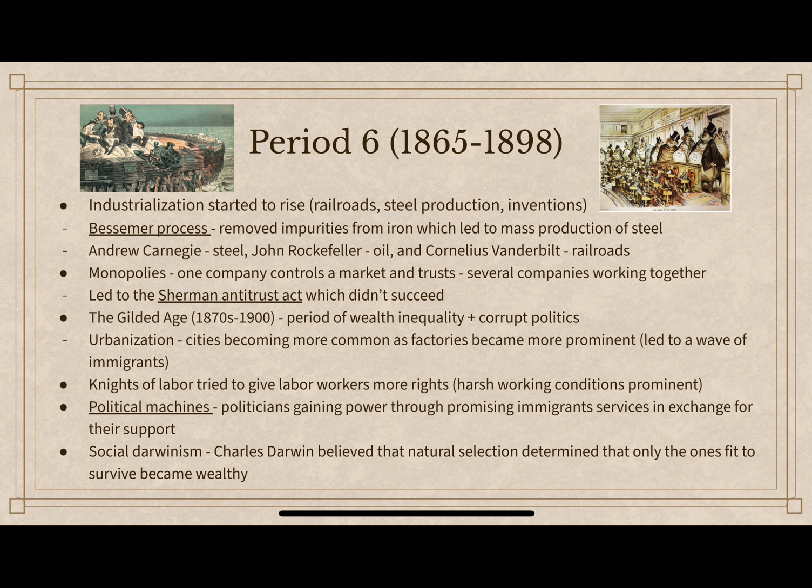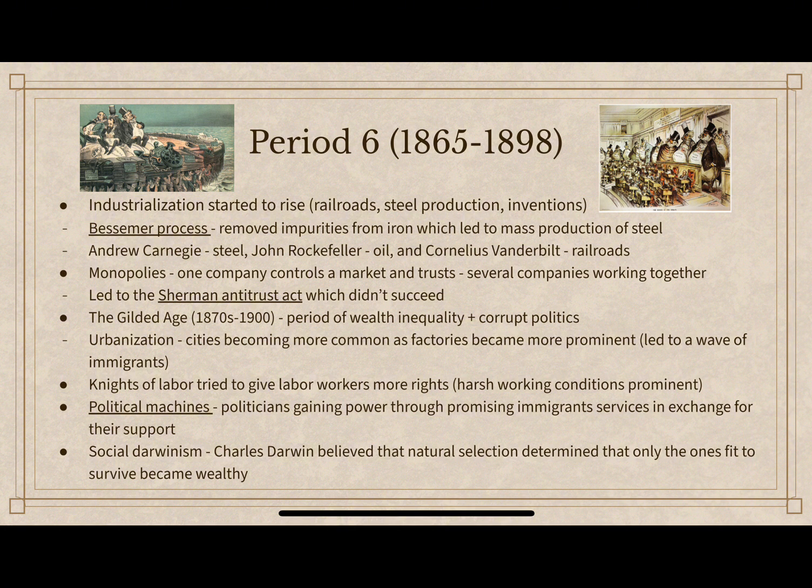Another important event that occurred during period 6 was the Gilded Age, which was a period of wealth inequality and very corrupt politics. So because urbanization took place, which is where cities became more common as well as factories, this period of wealth inequality was very harmful since a lot of people were factory workers now, which means that they were given very low wages and they were also forced to work very long hours. This led to groups like the Knights of Labor to form, which tried to give labor workers more rights. And labor unions were also forming during this time.